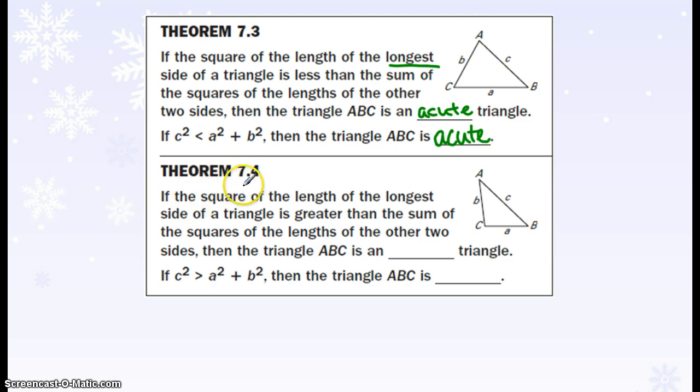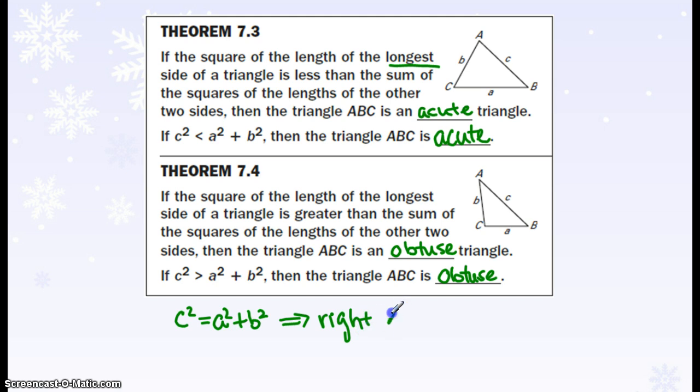Theorem 7.4 says if the square of the length of the longest side is greater than the sum of the squares of the lengths of the other two sides, then the triangle is obtuse. So if c squared is greater than a squared plus b squared, then the triangle is obtuse. And we already know that if c squared equals a squared plus b squared, that gives us a right triangle.